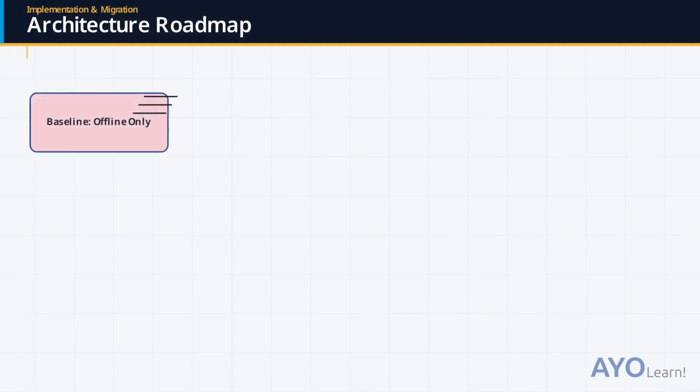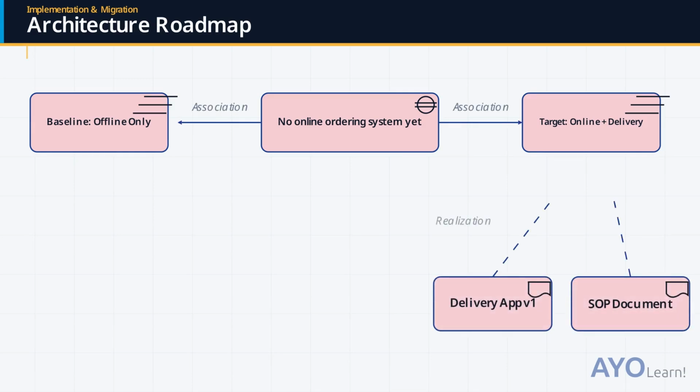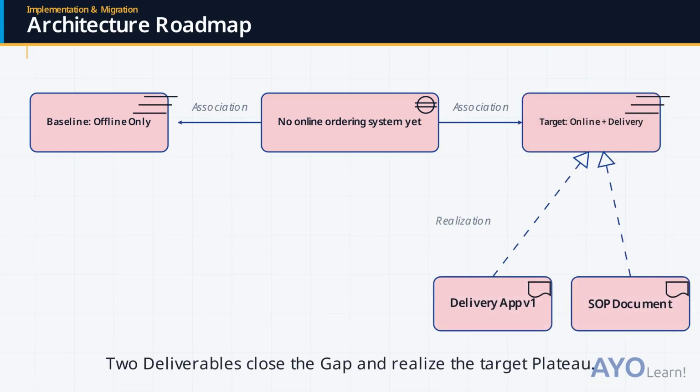Here's our roadmap. The baseline plateau is offline only. The target plateau adds online and delivery. The gap between them is closed by two deliverables that realize the target state.